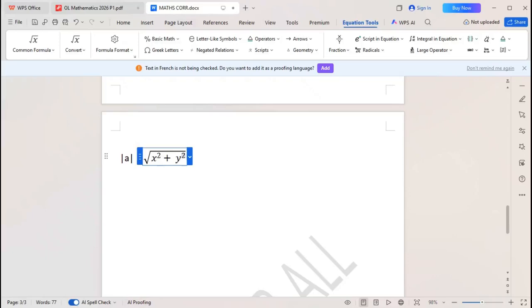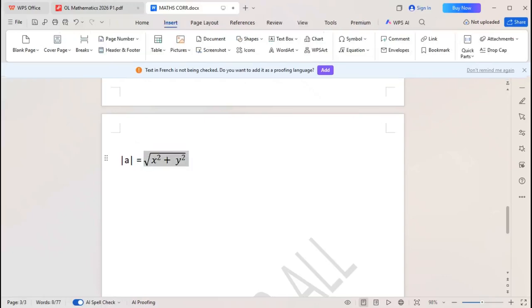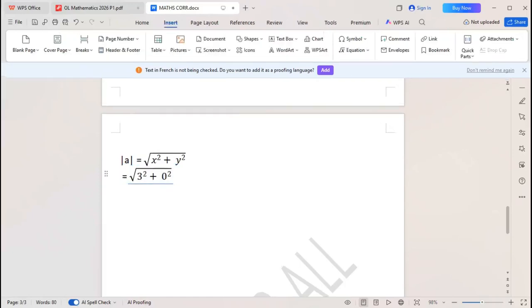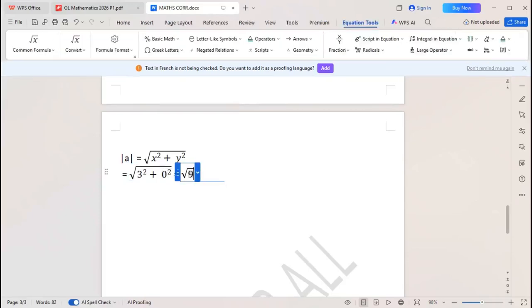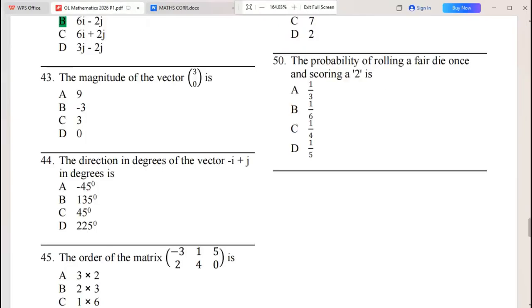Now looking at our vector, we had the x as 3, the y as 0. So we do that. This is equal to the square root of x is 3 and y is 0. 3 squared plus 0 squared is equal to the square root of 9. 3 squared is equal to 9, 0 squared is equal to 0. So we have the square root of 9. The square root of 9 is equal to 3. That is the magnitude of the vector. Now looking at our options, we have 3, which is C for question 43.